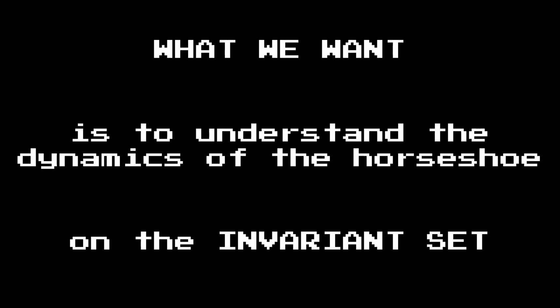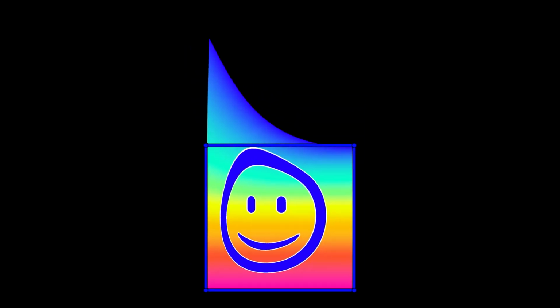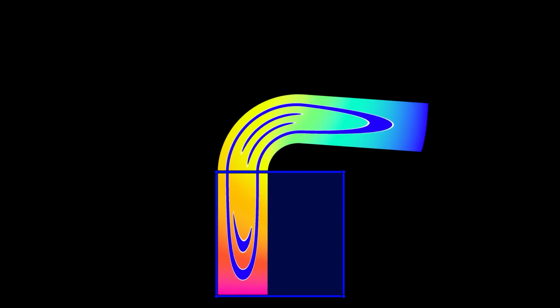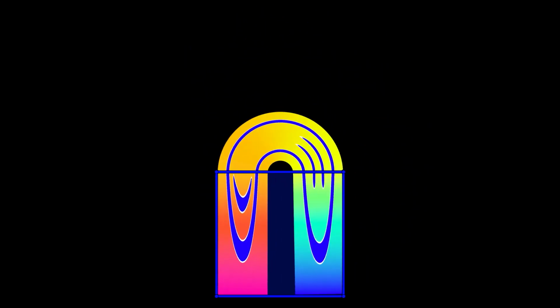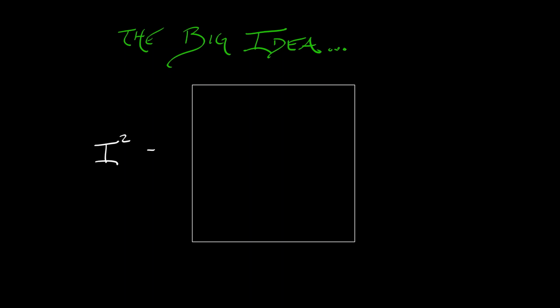Next up, we want to understand the dynamics of the horseshoe map, but we need to do so on its invariant set. Let's take some time to explore that idea. We've got the horseshoe, and you remember how that's defined, right? You got the square, you stretch it, and you squeeze it, and you bend it over, and you lay it down on top. Okay, well, that square is where all the action happens.